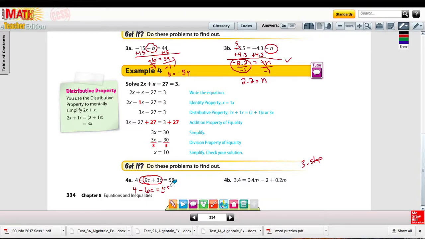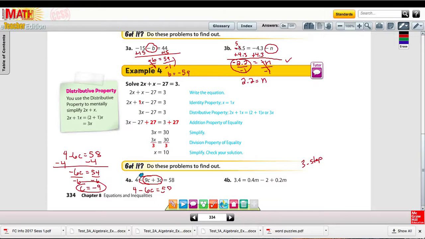Now what we have is, I'm going to write it over here. 4 minus 6c equals 58. Get rid of the 4 by subtracting 4, and we have a negative 6c equals 54. Divide by negative 6, divide by negative 6, c equals negative 9.